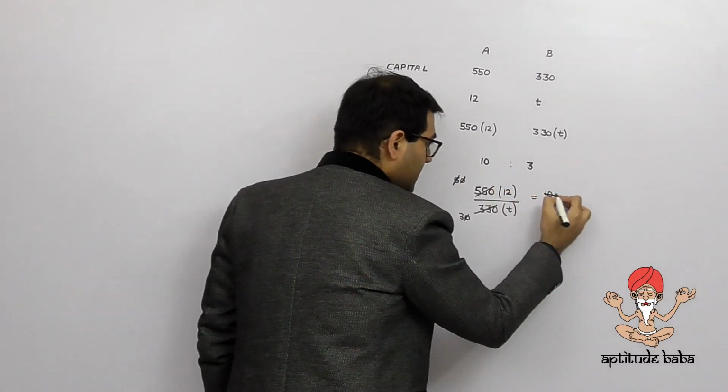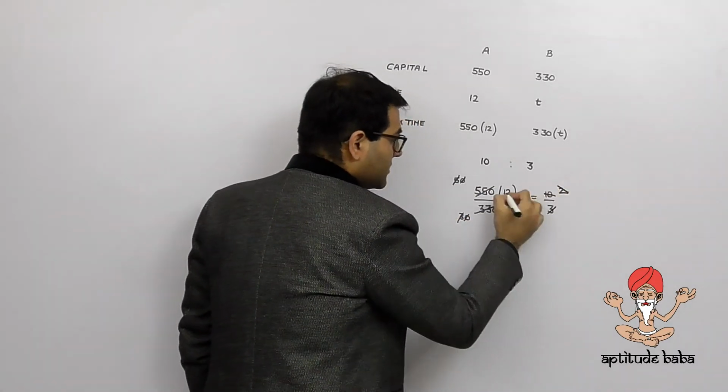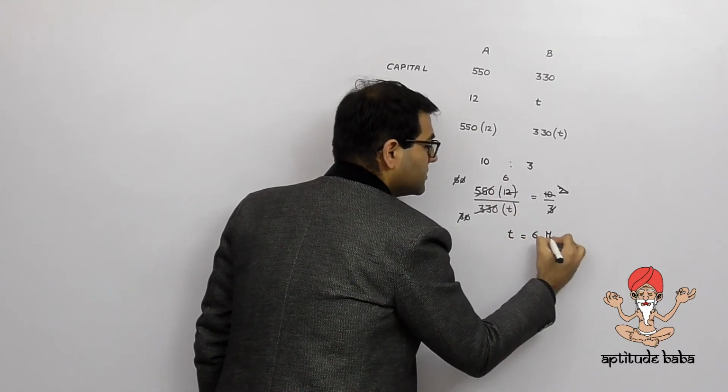Furthermore, 5 cancels 10 with a 2 and 3 cancels 3. Now 2 cancels 12. So can I say time of investment for Bridge was 6 months?